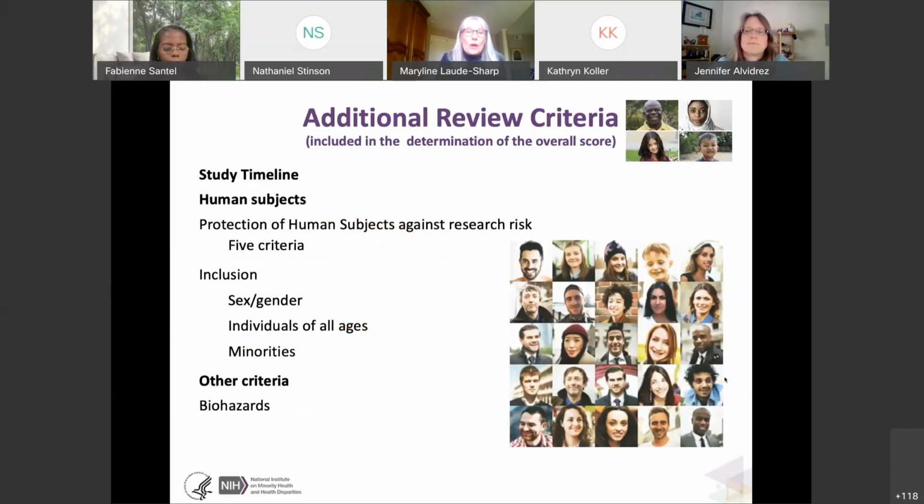Since it's a clinical trial, they will have a study timeline, and they will have human subject criteria, so the protection of the human subject against the research risk. There are 5 criteria. There is also inclusion, so it's sex, gender, also individuals of all ages, and minorities. There are other criteria like biohazard that are also included in these review criteria. These criteria are included in a determination of the overall score. Next slide, please.